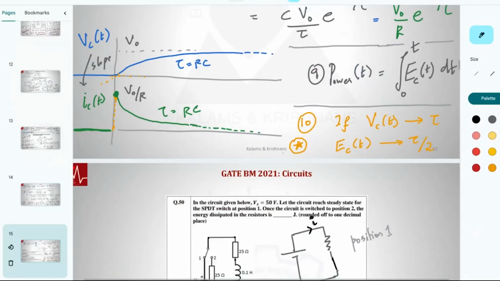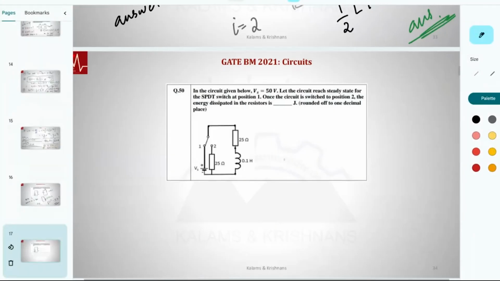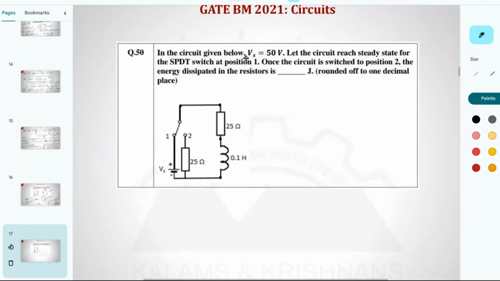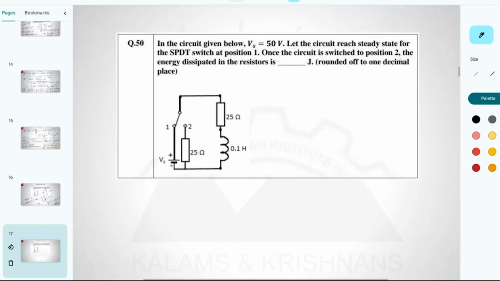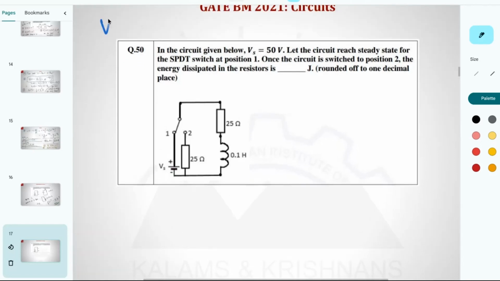Okay. Let's finish this question. I said, let's do this question once more. The circuit given below, Vs is 50. Once the circuit is switched to position 2, V is, see, for transient problems, this relation is more useful. For any frequency-dependent AC circuits, the impedance is important. So V is L di by dt.